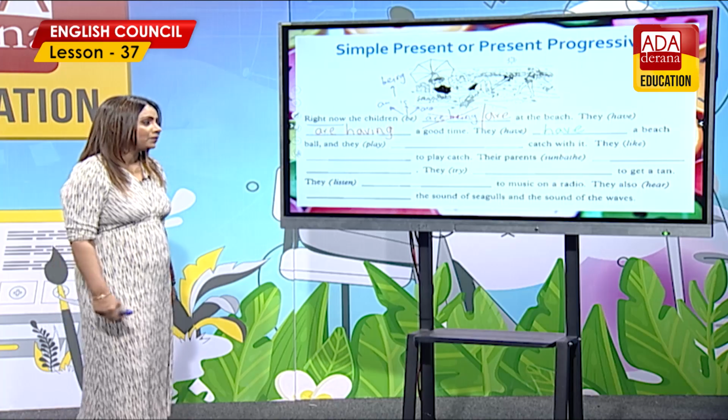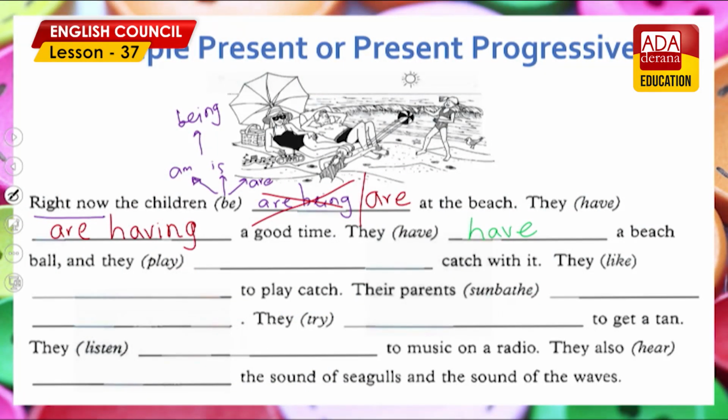Look at the screen. And they play or are playing, catch with it. So they are doing it at the moment. So you can say play, of course you can have it in ing form, and also they are doing it now, so you can say they are playing catch with it. They like to play catch. They like or they are liking to play catch.